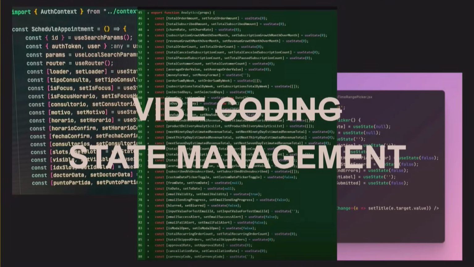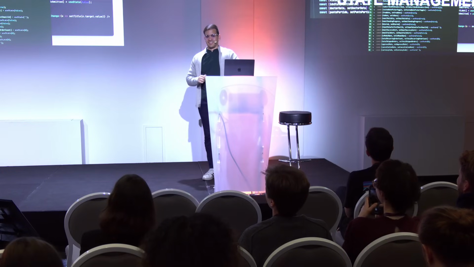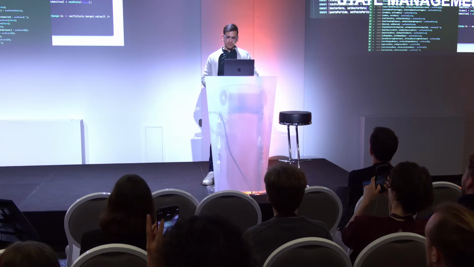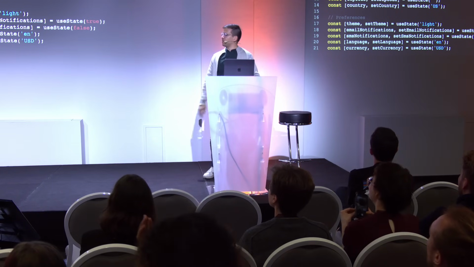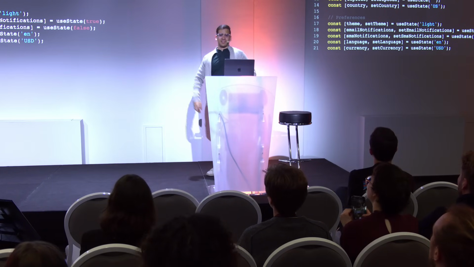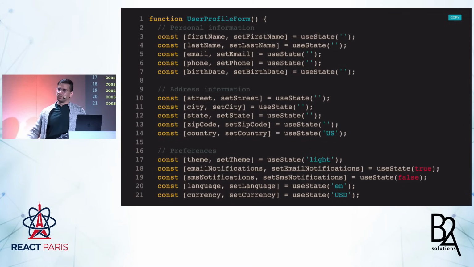You know what we call this? This is vibe state management. This is what Cursor is going to output when you just let it run wild. So yeah, what can we do about this? And this is an exaggeration, but this is how, let's be honest, a lot of our code looks, especially with bigger and bigger forms.